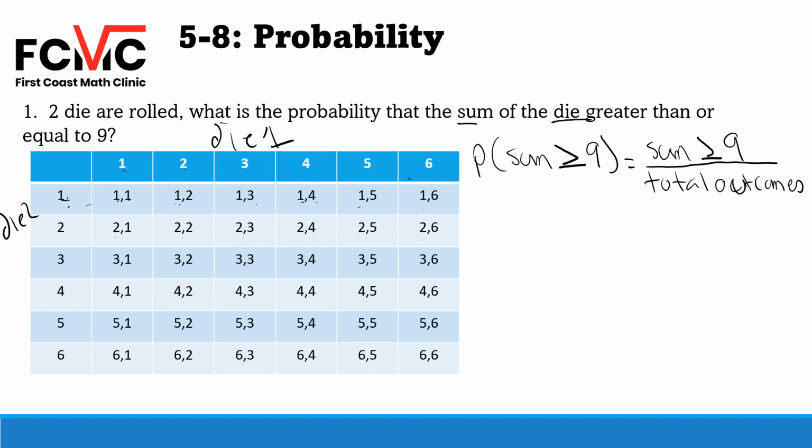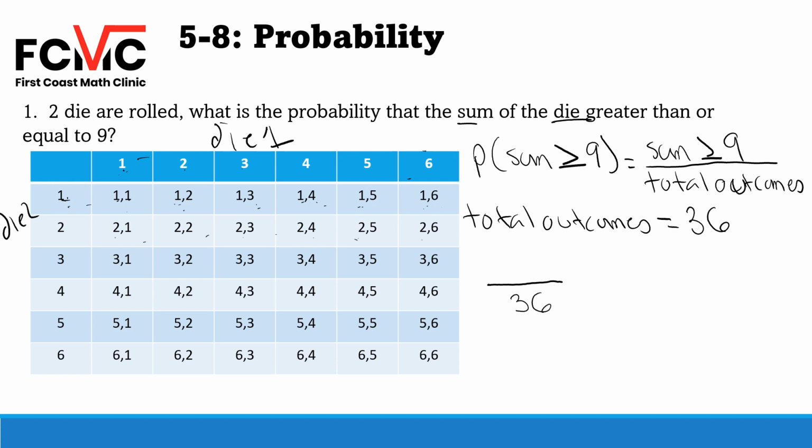Our denominator is going to be all of our total outcomes. Well, how many total outcomes do we have? Let's figure that out first, right? We have 6 possible outcomes for die 1, 6 possible outcomes for die 2. So 6 by 6 gives us 36 possible outcomes. We could just count up the squares here to figure out how many total possible outcomes we have. So we've got 36 total possible outcomes. So that 36 is going to be our denominator.